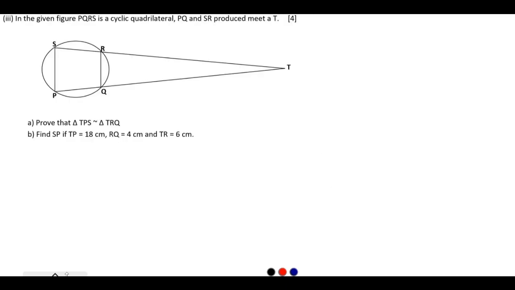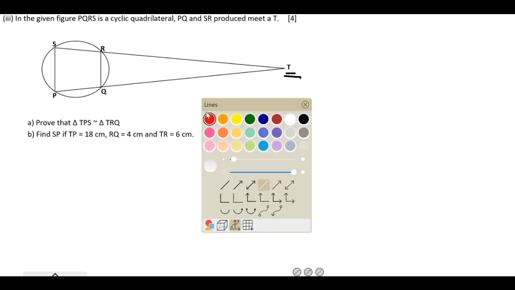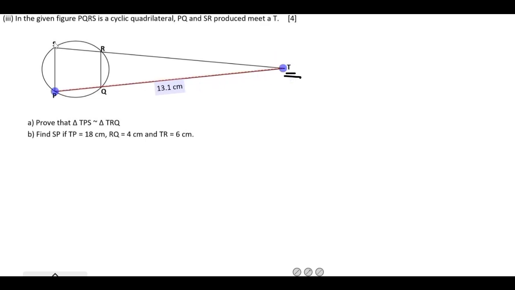Third part of this question, figure हमें given है. In the given figure, PQRS is a cyclic quadrilateral. PQ and SR are produced to meet at A. Prove that triangle TPS is similar to triangle TRQ. First triangle is TPS. This is similar to TRQ.